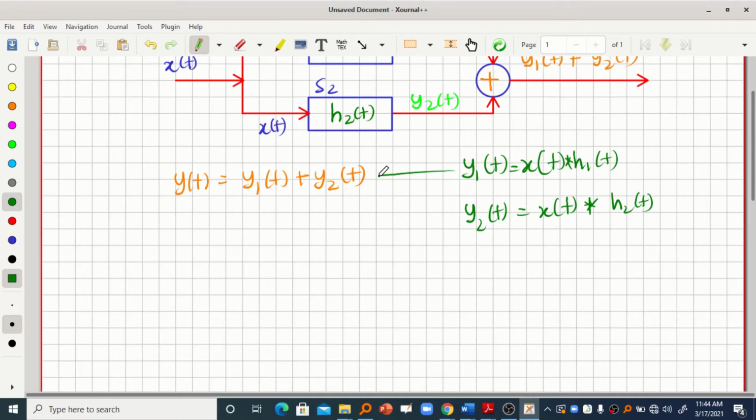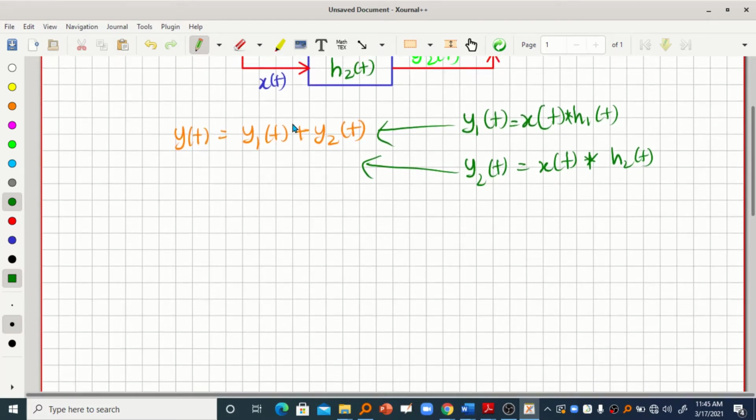Now if you substitute this y1 of t and y2 of t into our main equation, we can derive an expression or the proof for the operation of LTI systems in parallel, right? So let us substitute that into the equation. You will get: x of t convolution h1 of t plus x of t convolution h2 of t. This is y1 of t and this is y2 of t, right? So we are adding them together.